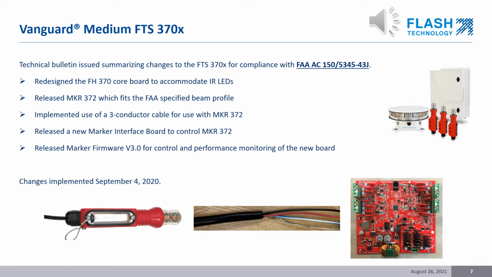This has prompted changes to the Vanguard 370 obstruction lighting system. A new 372 marker to meet the beam profile, a new 3-conductor cable to be used with the markers. A new Marker Interface Board was needed to be released to be able to control these units, and an updated firmware for better control and performance.